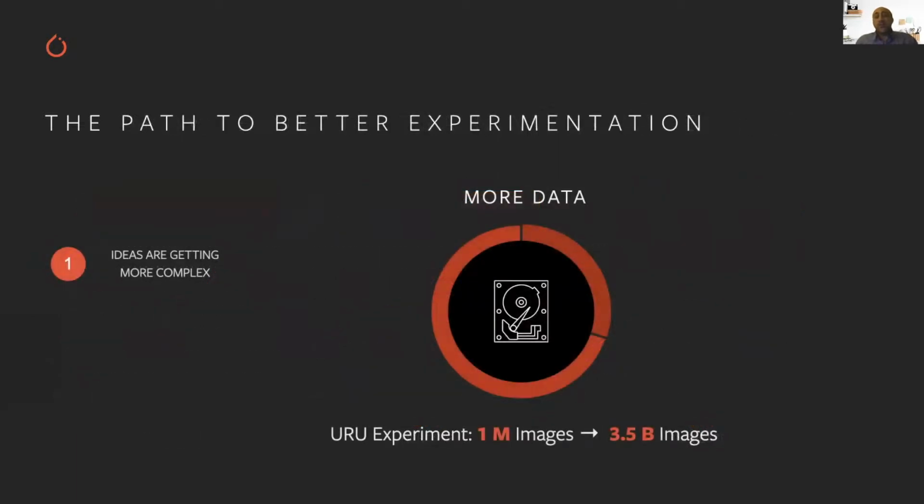What's getting in our way for better experimentation? As we mentioned before, the data aggregate is getting bigger, but even for a single experiment, we are using more data. As an example, in one of our recent published CV experiments, we went from training on 1 million images to 3.5 billion images, and currently we're exploring training on 10 or 100 billion images.